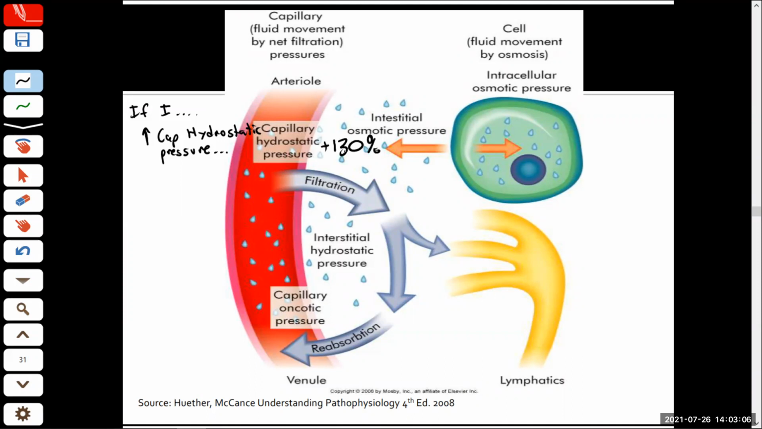So if we increase this to 130, my capillary oncotic still only sucks in 90. I only suck in 90% here. How much is left over? I have 30% floating around here. That means what result, what condition is going to happen if I increase my capillary hydrostatic pressure? I get edema.